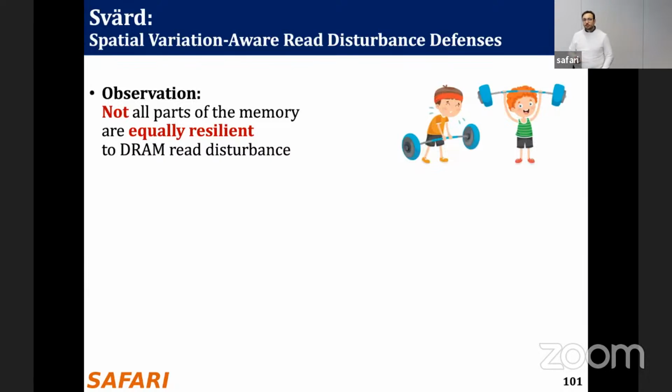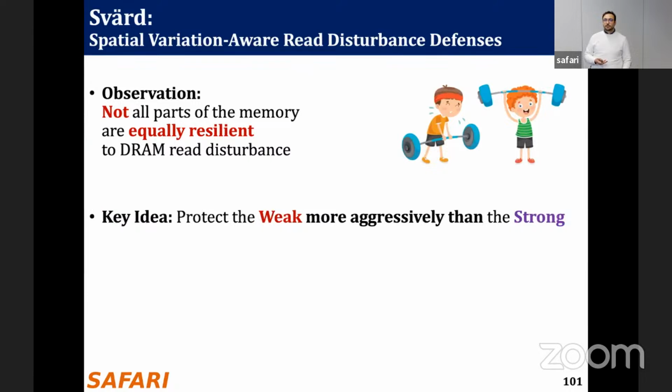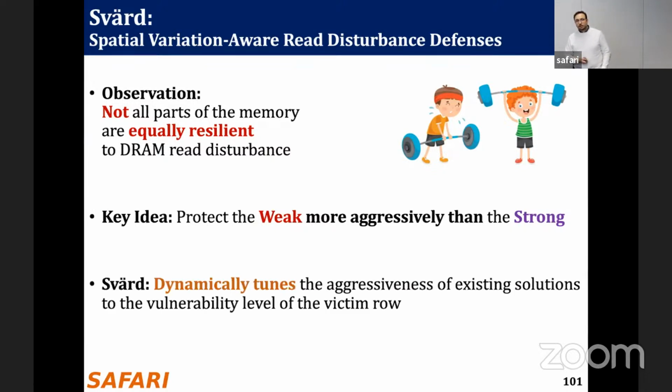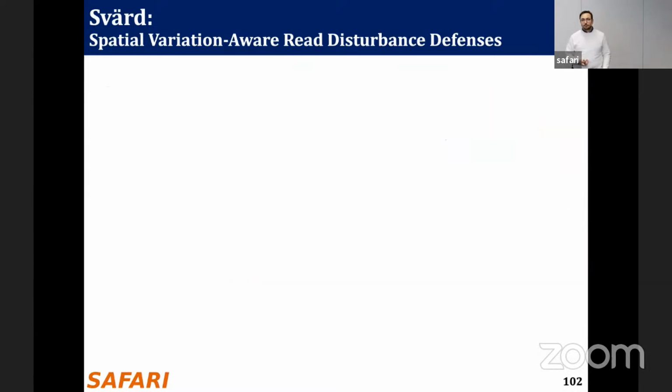And with this observation, we come up with this Svärd mechanism. Our key idea is that since not all parts of the memory are equally resilient to DRAM read disturbance, we want to protect the weak more aggressively than the strong, meaning that we dynamically tune the aggressiveness of existing solutions based on the vulnerability level of a victim row.